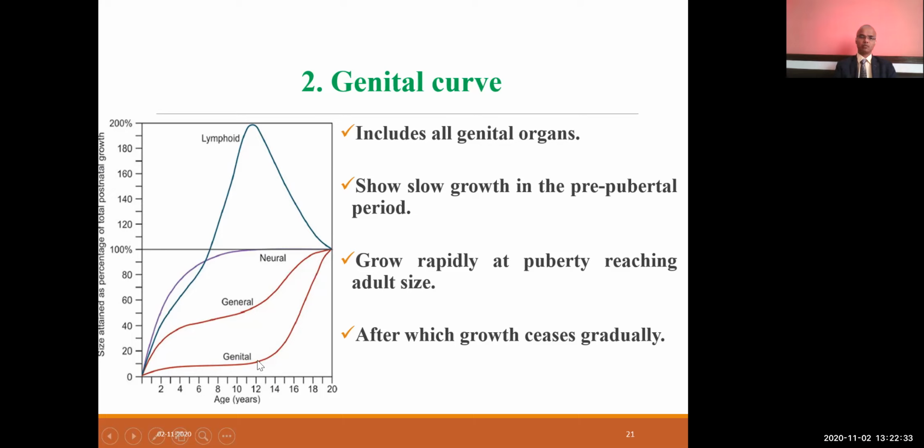Then you can see from 12 to 20 years, there is a rapid growth, which is the puberty time. So at puberty time, there is a rapid growth of the genital tissue, after which the growth ceases gradually. Means during prepubertal period, there is very slow growth, and in pubertal period, there is a rapid growth.